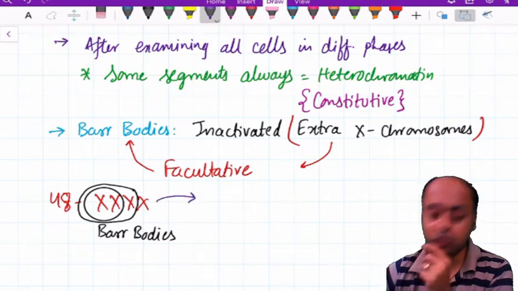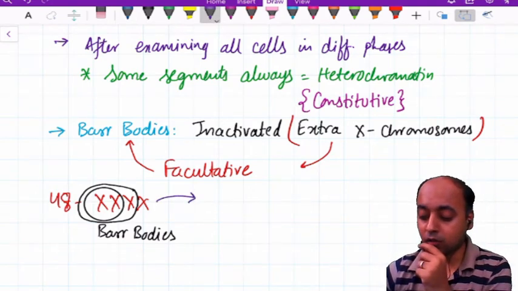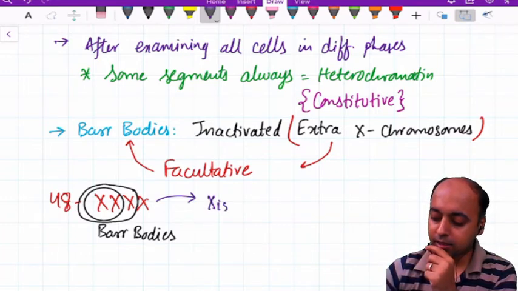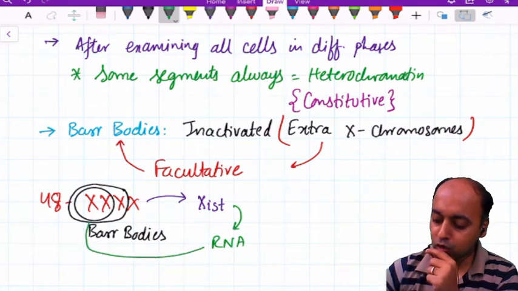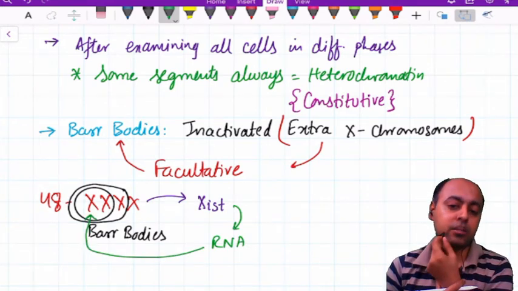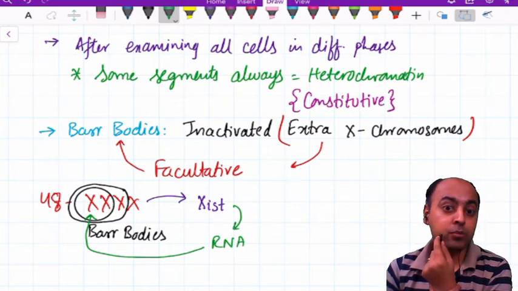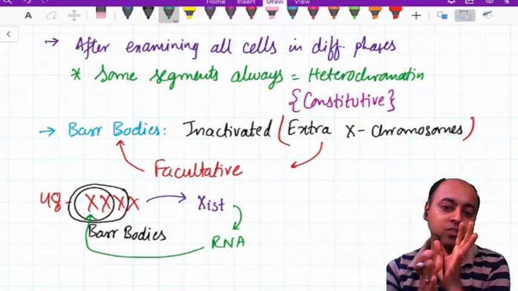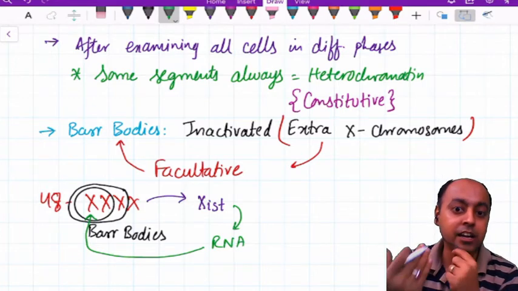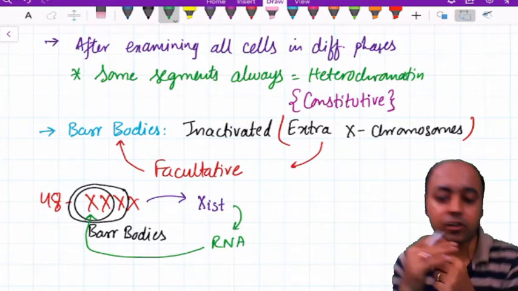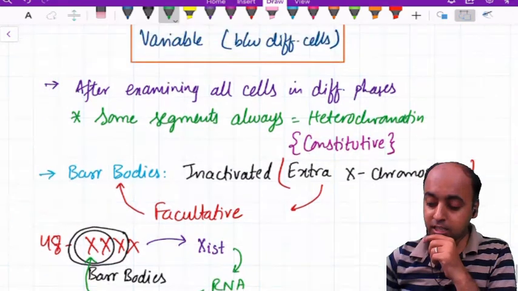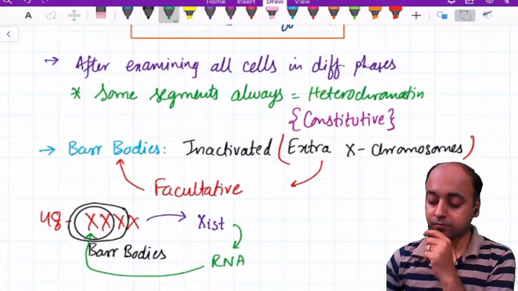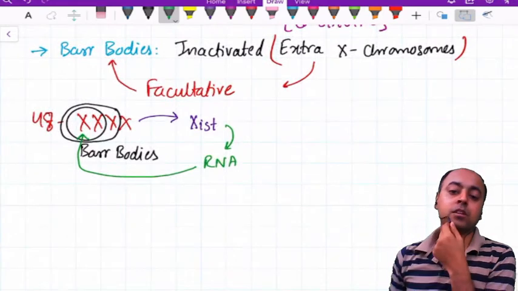I don't know whether you have been taught this in your anatomy or not. One of the X chromosomes has the gene XIST. It produces the RNA. This RNA will coat the other X chromosomes and inactivate them. But RNA has a short half-life, so it must be produced continuously for inactivation. When you separate the two X chromosomes, after some time when the RNA degrades, the X chromosome will become activated. Okay, so this is about the facultative heterochromatin. Okay, let's now talk about the constitutive chromatin.